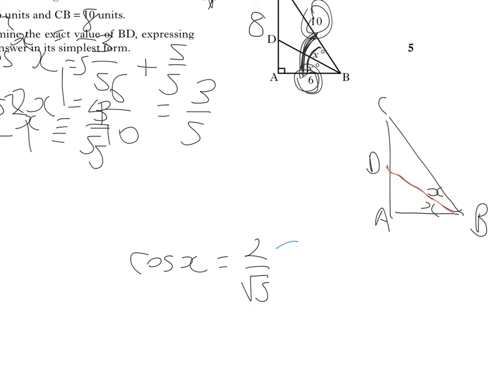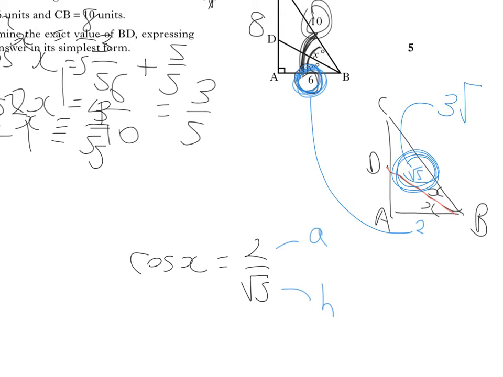Now that's telling me that the adjacent is 2 when the hypotenuse is root 5. But I need to scale this up because the adjacent is actually 6. So that's 3 times 2. To keep the ratio in the triangle equal, I would also need to multiply root 5 by 3, and that would give me 3 root 5 for the length of BD. And that's the end of the question.